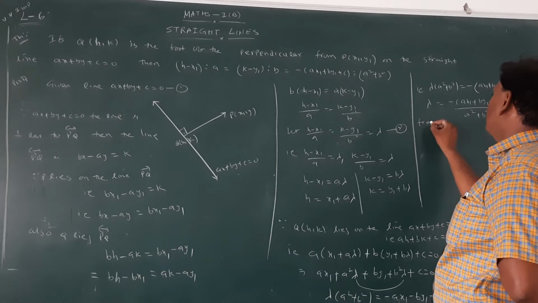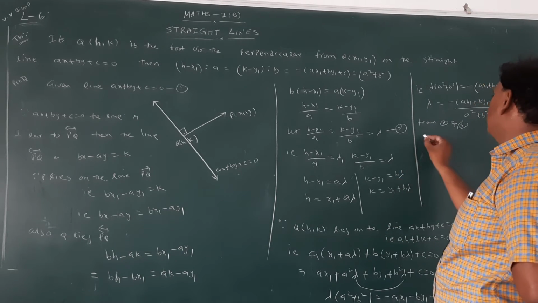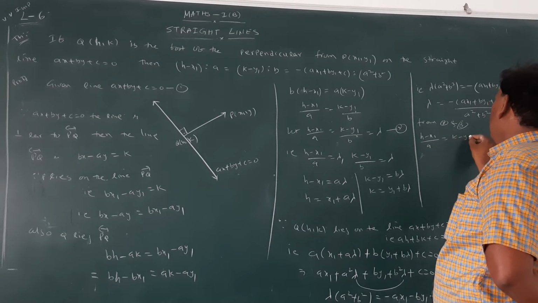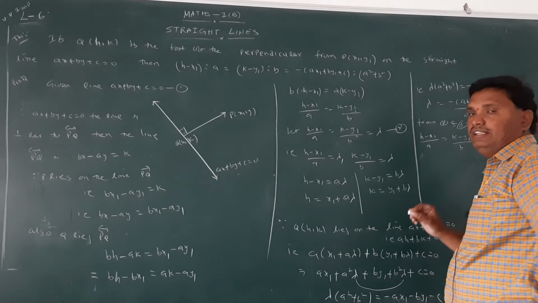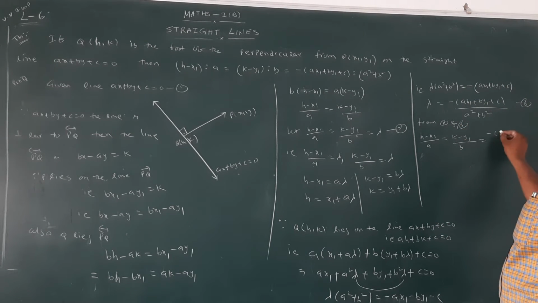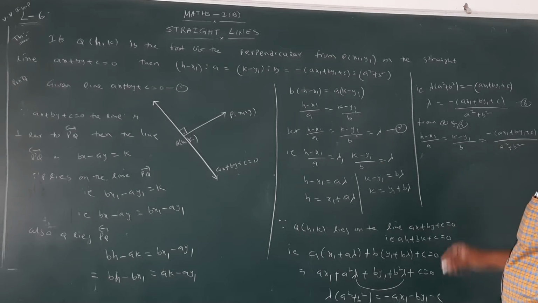From equations 2 and 3, the second equation is (h - x1)/a = (k - y1)/b = lambda, which is -(ax1 + by1 + c)/(a² + b²).